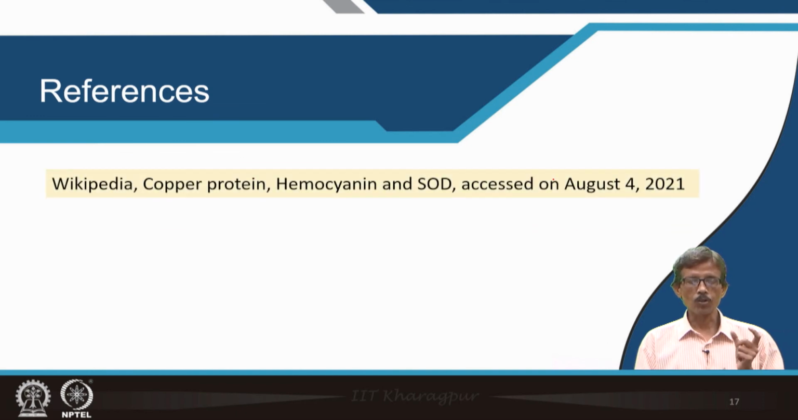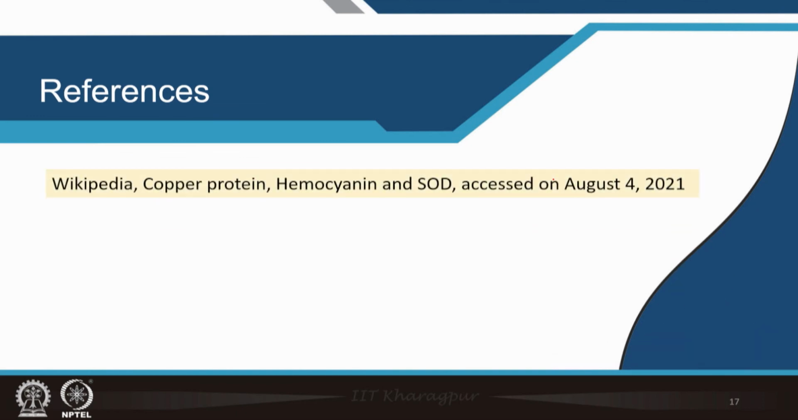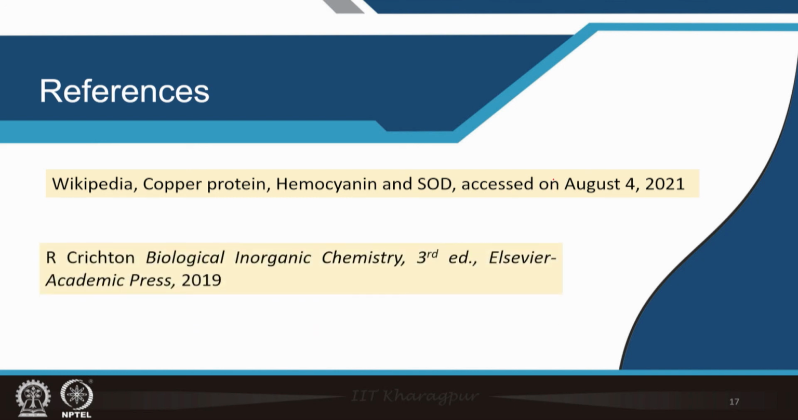So, the references: the copper protein page of Wikipedia, the hemocyanin page as well as the SOD page will be useful for you, and the book of Crichton.